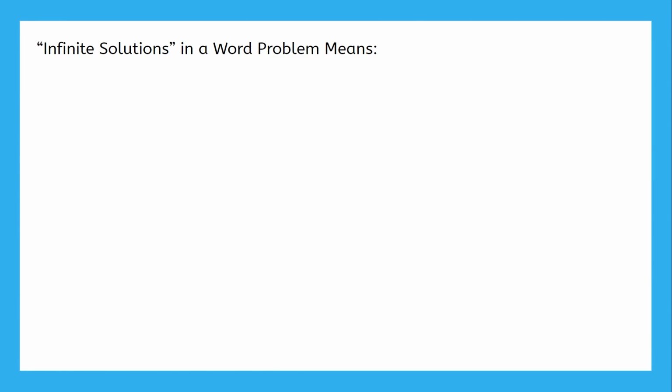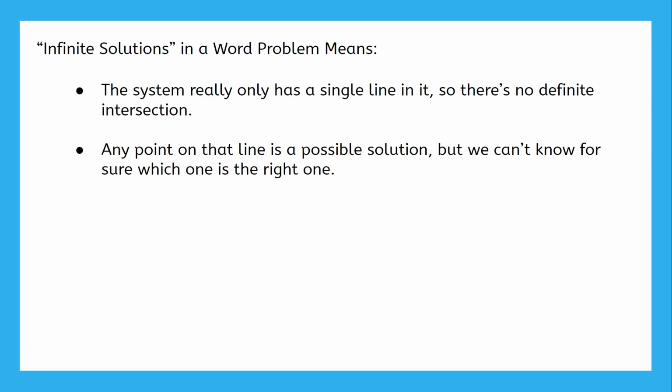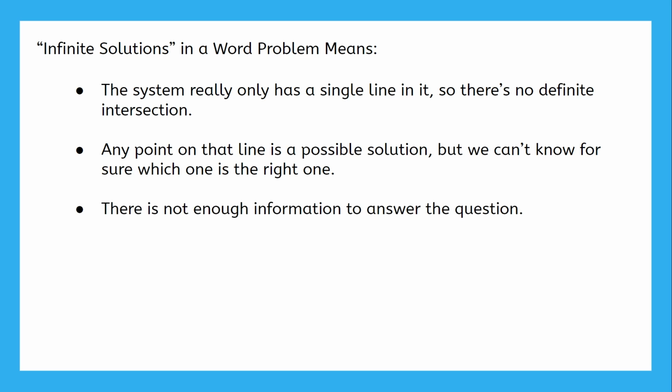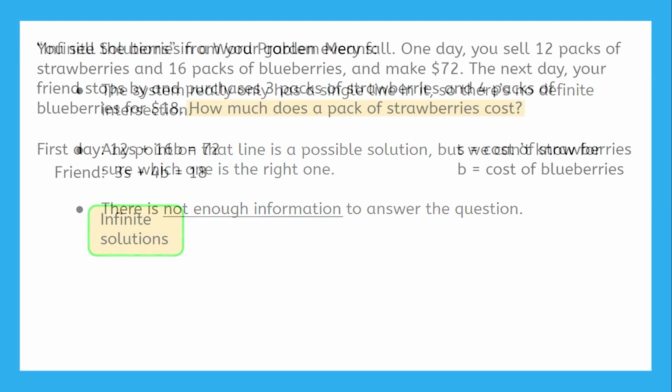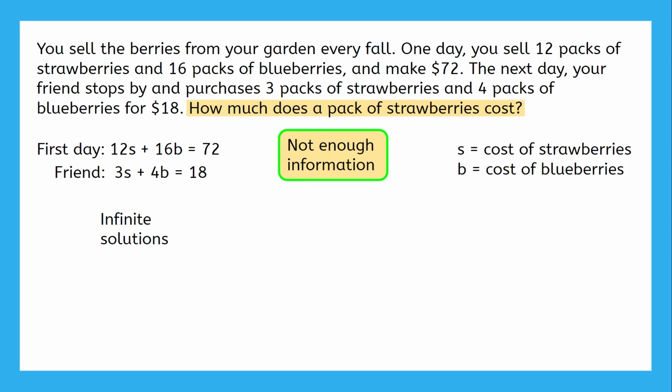This is what infinite solutions means. The system is made up of multiple versions of the same line with no intersection. Any point on the line is a solution with a possible answer. But there's no way to pick out the right one. Since the problem is that there was only enough information to write one line, not 2 different lines, we say that there is not enough information to solve the system. So then how would we answer the question? That's easy. We just say there's not enough information to answer the question.